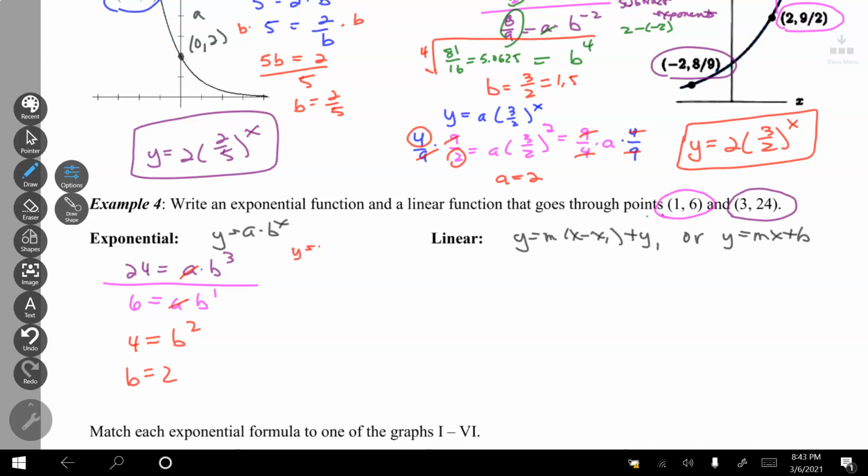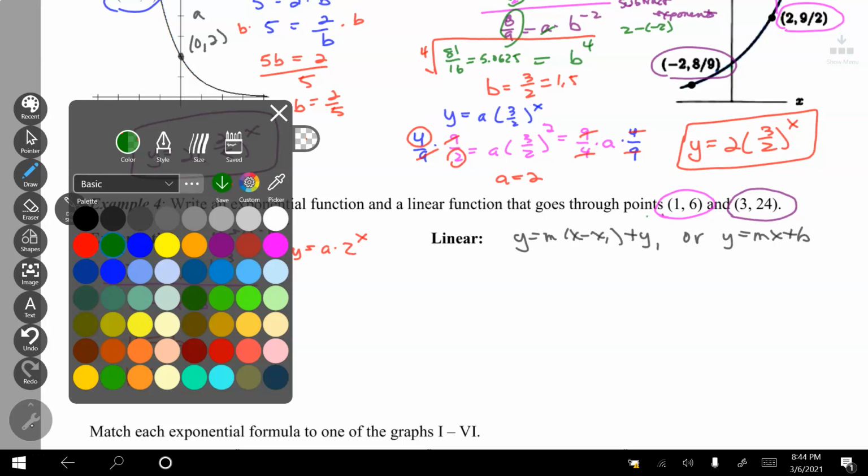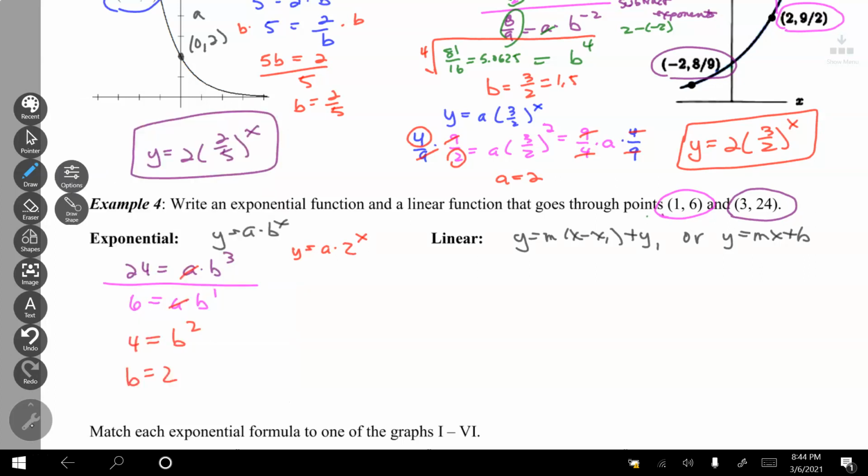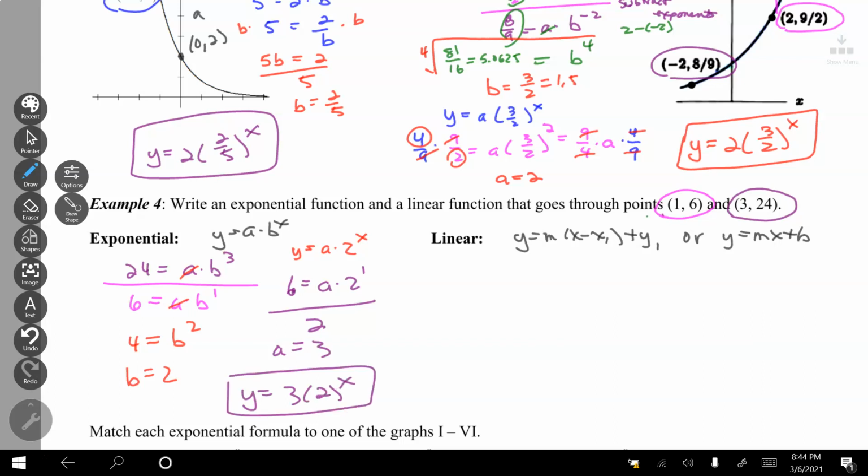So y equals a times 2 to the x. And I think I'm going to use the 1, 6. 6 is equal to a times 2 to the first. Well, 2 to the first is just 2. I get a equals 3, so y equals 3 times 2 to the x is the equation of those 2 points for an exponential.